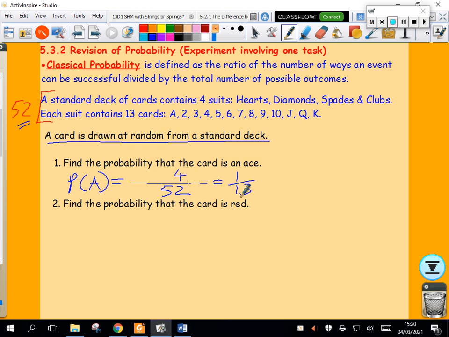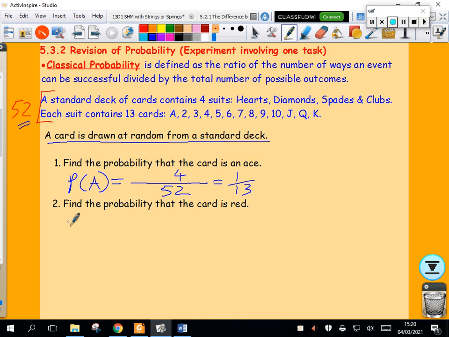So I would guess that if I drew a card at random from a standard deck, and then I replaced it and did it again, and then replaced and shuffled them and did it again, and did the same experiment over and over again, about 1/13 of the time I would expect to get an ace.